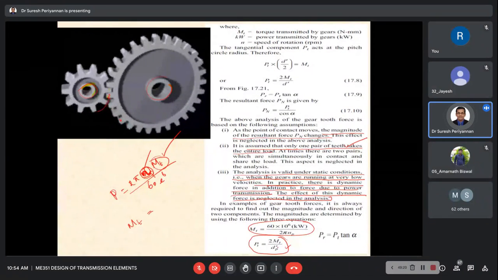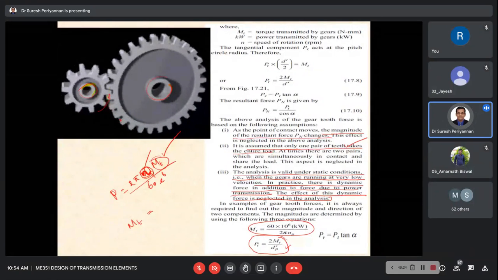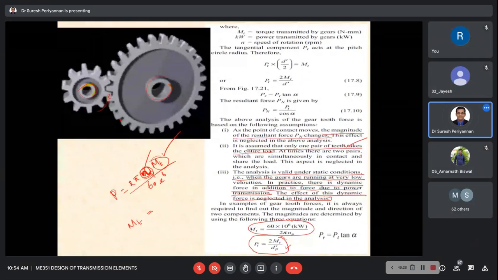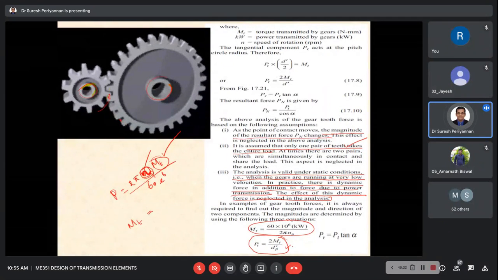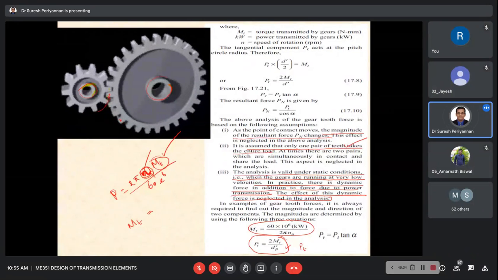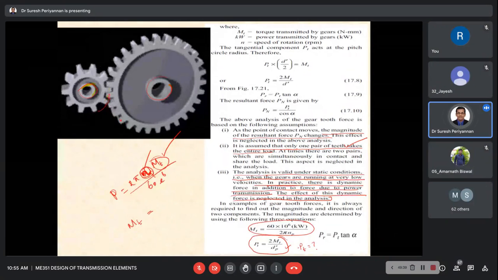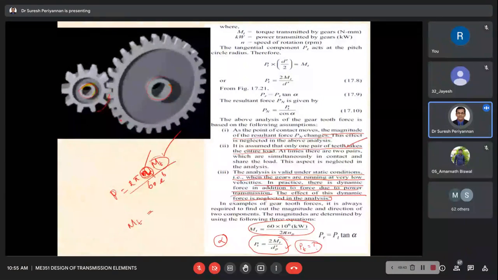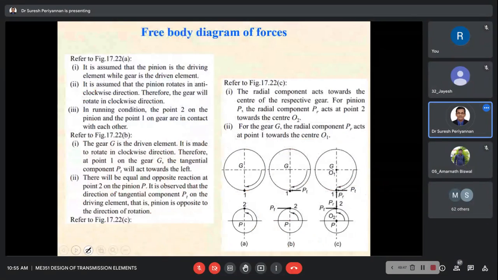So PT is equal to 2 MT divided by dP, or based on the gear, 2 MT divided by dg. This is the tangential load. From this also we are able to find PT. Once we know PT and alpha, we are able to find out PR and PN also. Now I come to the force free body diagrams.